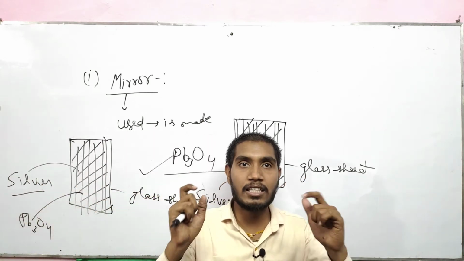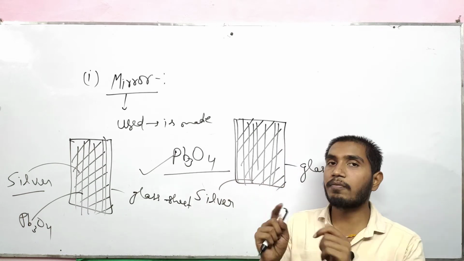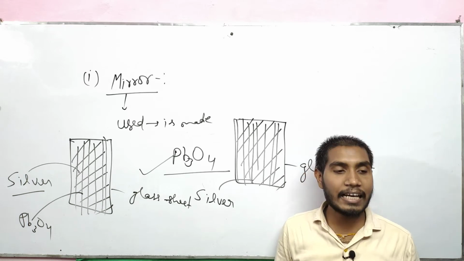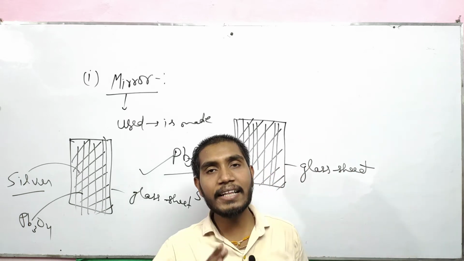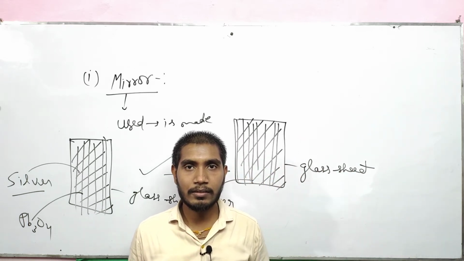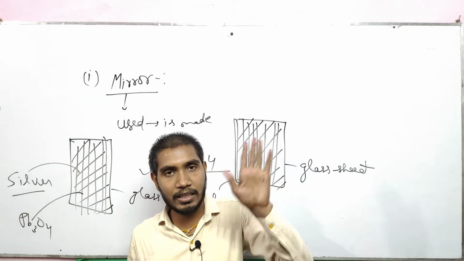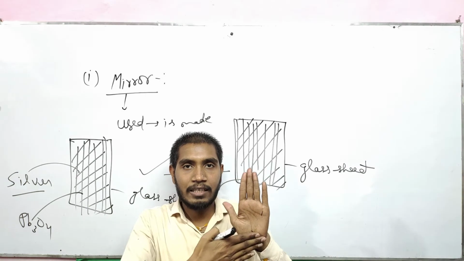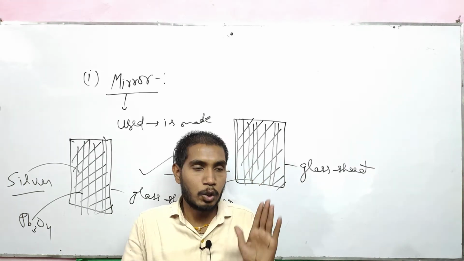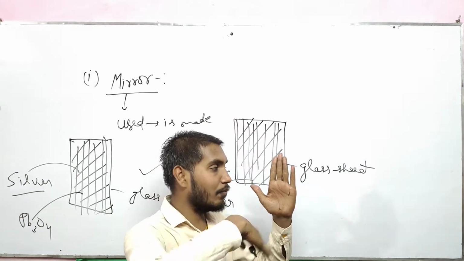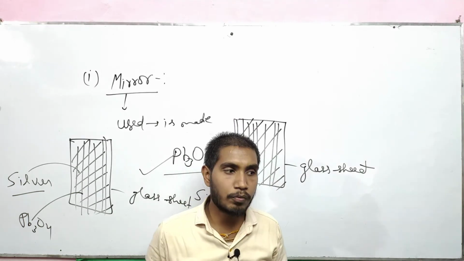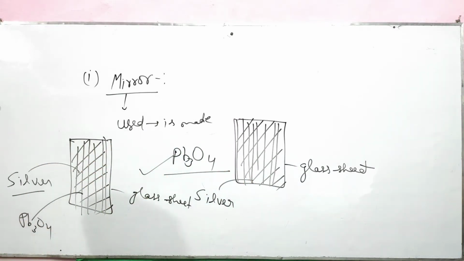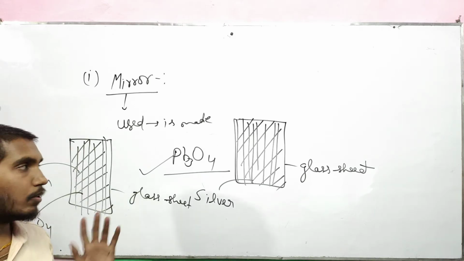Silver is the best reflecting surface. Silver is the best reflector in all kinds of mirror. To make the reflecting surface, we coat a thin layer of silver. We deposit a thin silver layer on the sheet of glass. To protect that silver layer, once again we paint it with Pb3O4. Okay, this is the mirror. Any problem to anybody? Okay.